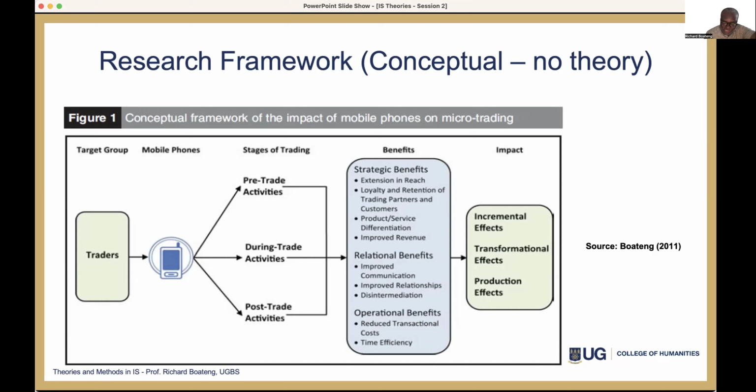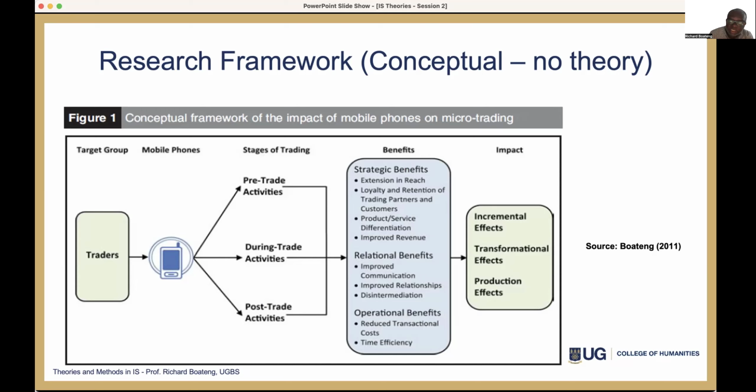According to the theory here, if you look at the framework that has been shared, conceptual means that the person was going to test it. It was developed to explain how traders use their mobile phones and what impact and benefits they gain out of it. What you see here is that the traders adopt the mobile phone. Then, after adopting it, they apply it to their pre-trade, during trade, and post-trade. Those three relationships come from economics literature. So you see now we are picking from economics literature. Then it generates certain benefits: strategic benefits, relational benefits, and operational benefits.